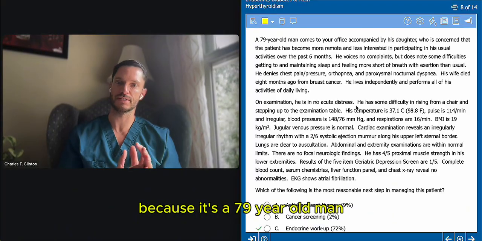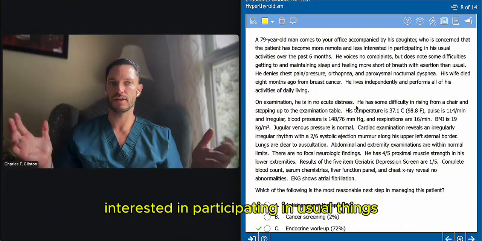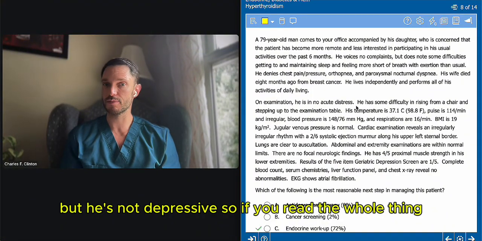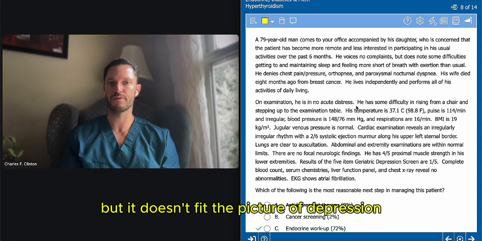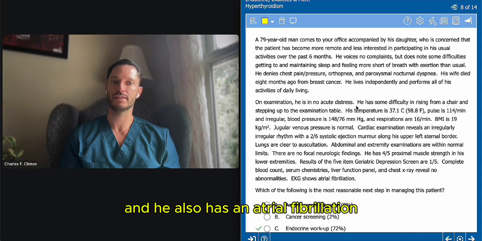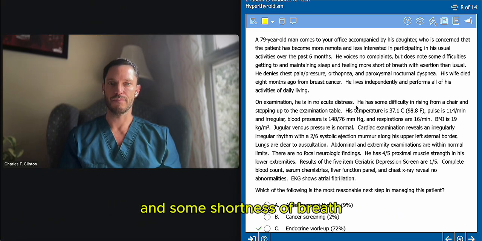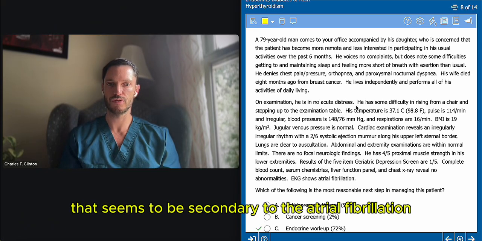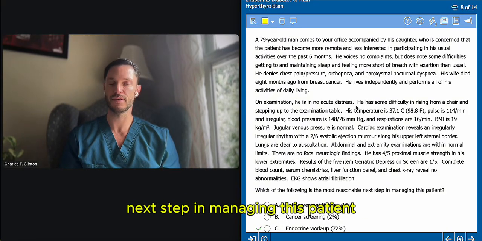This other question is interesting because it's a 79-year-old man who is coming to see you because he's less interested in participating in usual things, but he's not depressive. If you read the whole thing, there are just a couple of things that might make you say depression, but it doesn't fit the picture of depression. So this isn't depression. He also has atrial fibrillation with a heart rate of 114 beats per minute, and some shortness of breath that seems to be secondary to the atrial fibrillation. They're basically asking which of the following is the most reasonable next step in managing this patient.